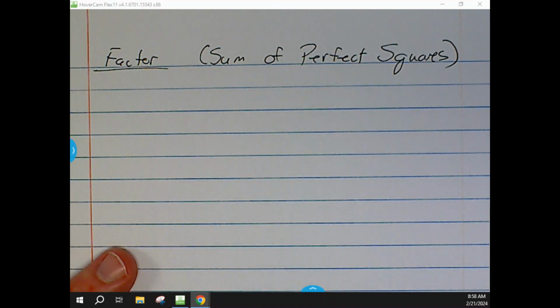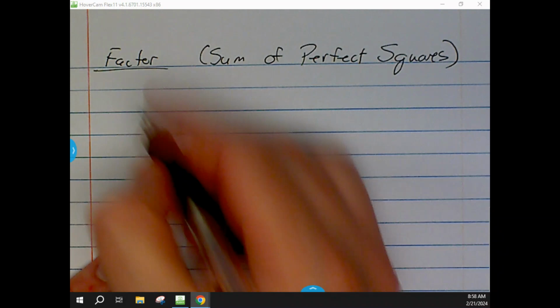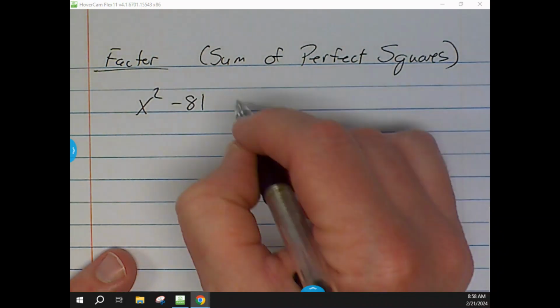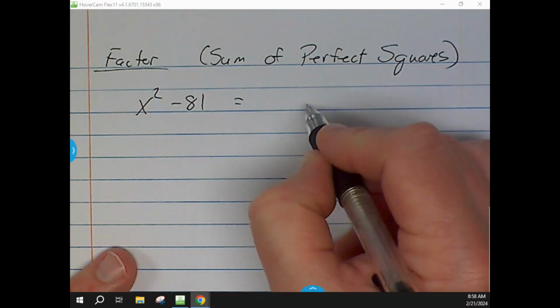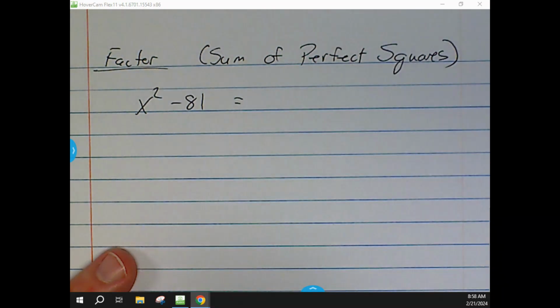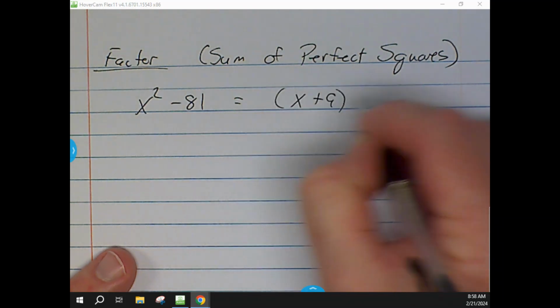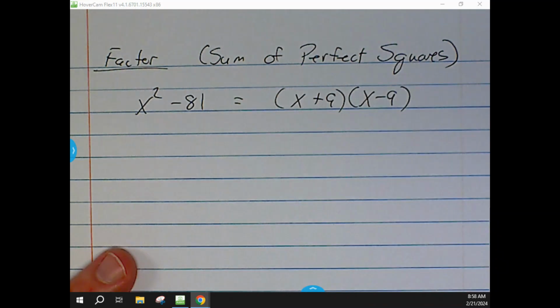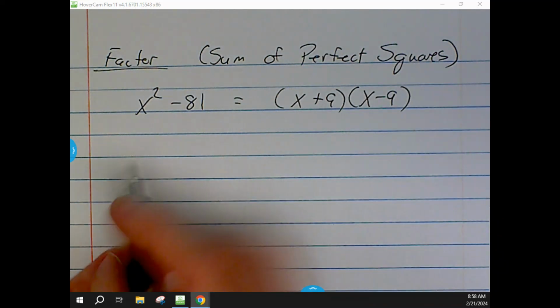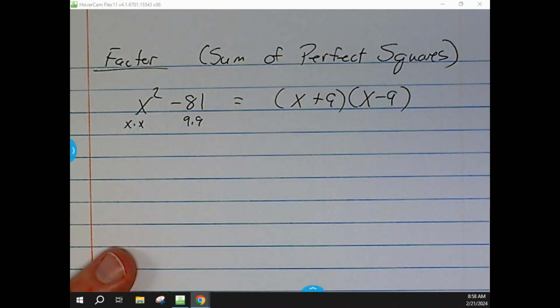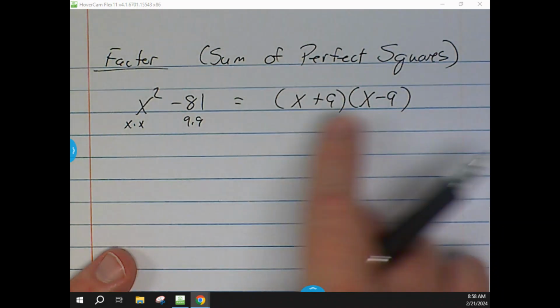So on the last test, we knew if we had x squared minus 81, we would make this x plus 9 and x minus 9, right? Because we had 9 times 9 for this thing. So last test, that was our answer. Because this was x times x, this was 9 times 9. And as long as it was a difference of perfect squares, we made one a positive, one a negative.